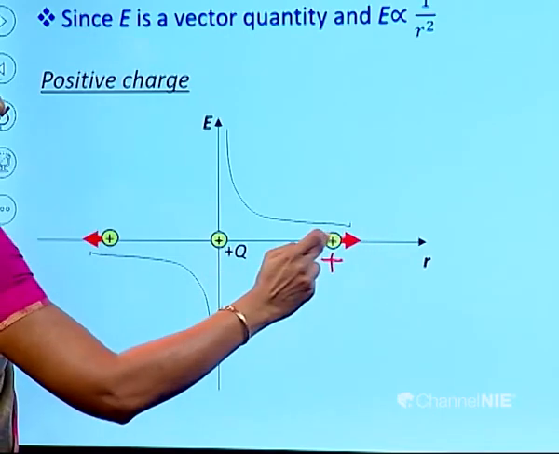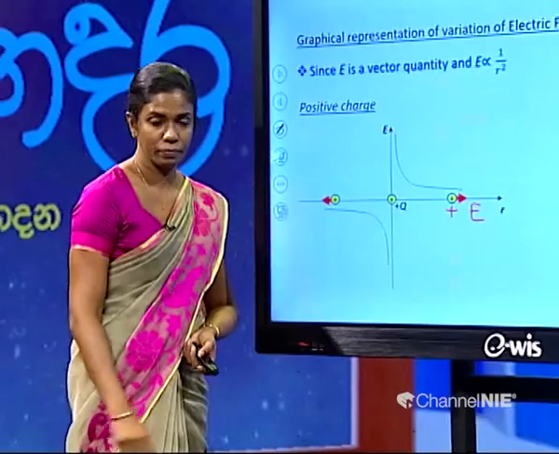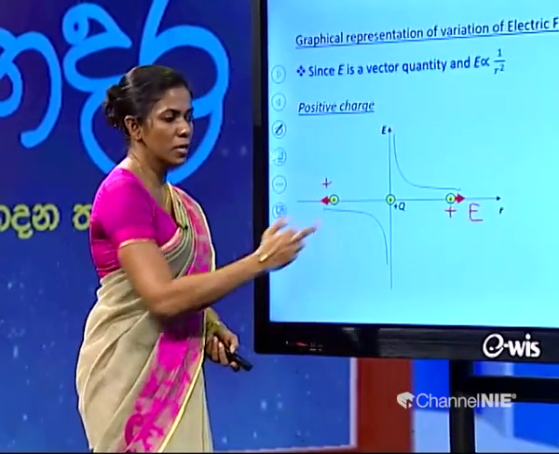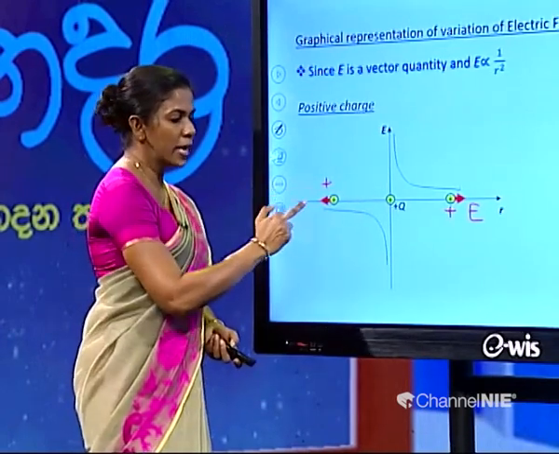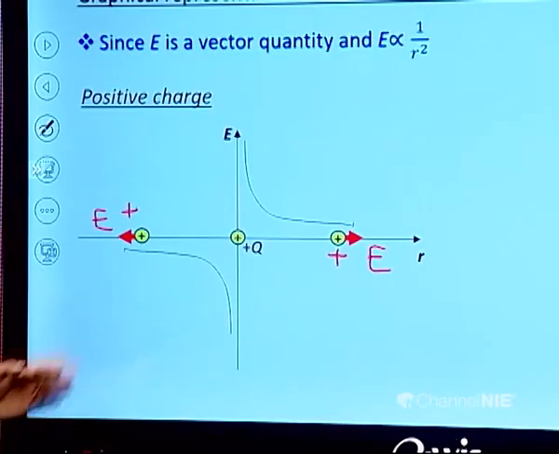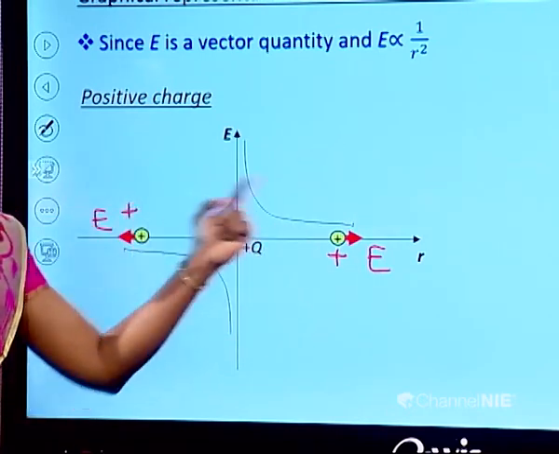So, the force will be towards that direction, which indicates the field is also towards that direction. If I keep the test charge on the left of it, the positive will repel the positive. So, it indicates the direction of the electric field as well, according to the definition. So, we see towards the right, the positive side of the scale, E is towards the right.